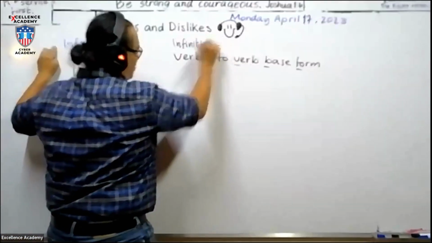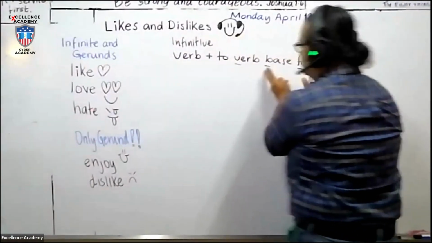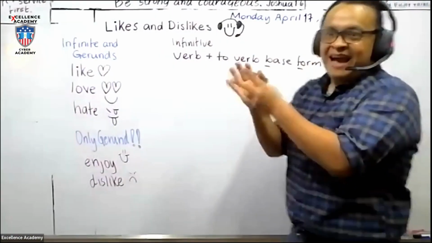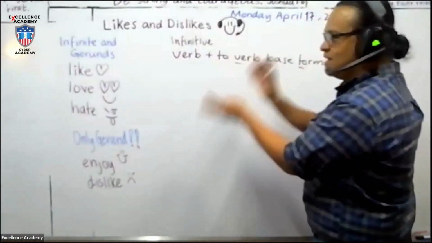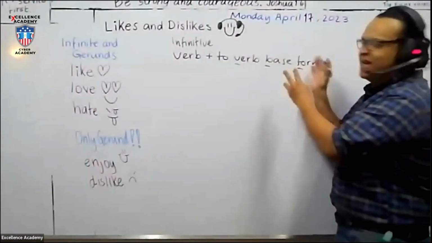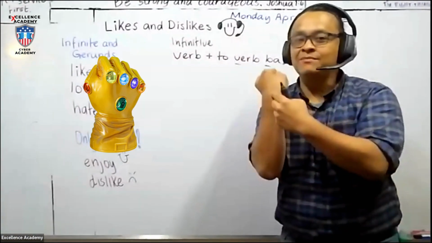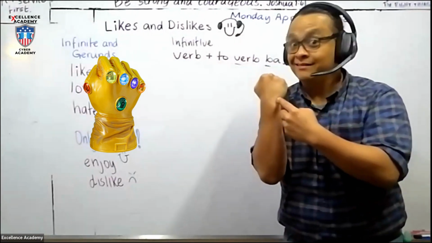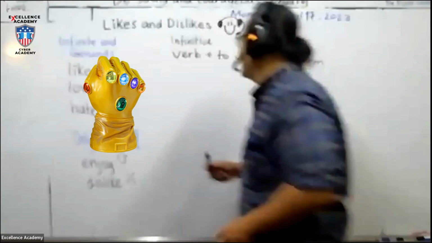An infinitive verb is a verb, right? That's over here. This is the infinitive verb. This part is a verb that has no tense, has no specific tense. So it has no past, present, or future. It's timeless, it's infinitive, like the infinity gems. Okay, it has no time. So that's why it's called an infinitive verb.